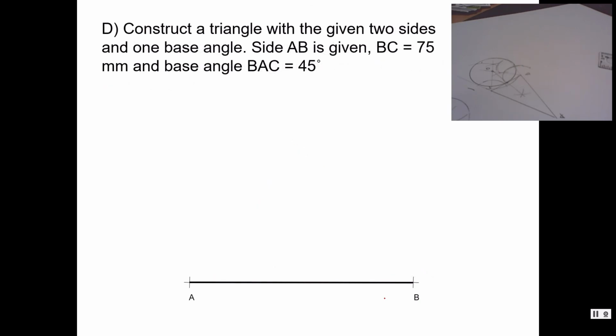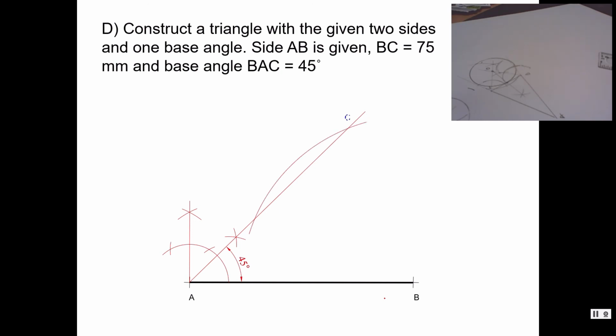D. Construct a triangle with the given 2 sides and 1 base angle. Side AB is given, BC 75 and base angle is 45. Okay, so now similar to the previous step, what you need to do is to find the 45 angle first, and then determine the length. So this is 90 degree, and then after that you bisect it, so that you're going to get the 45 degree. Okay, so this is 45 degree angle.